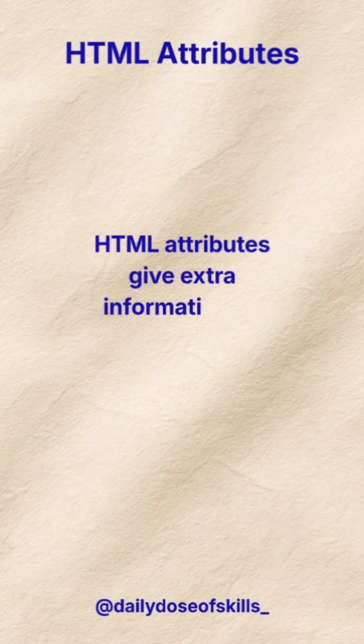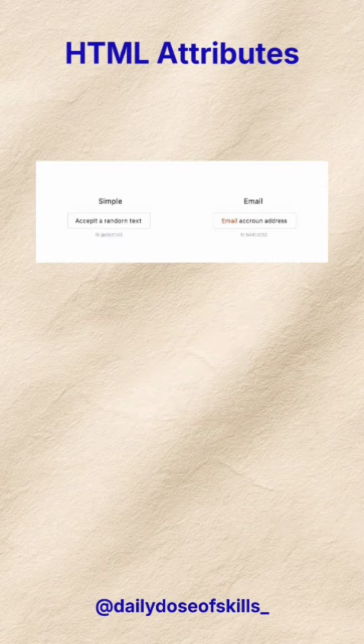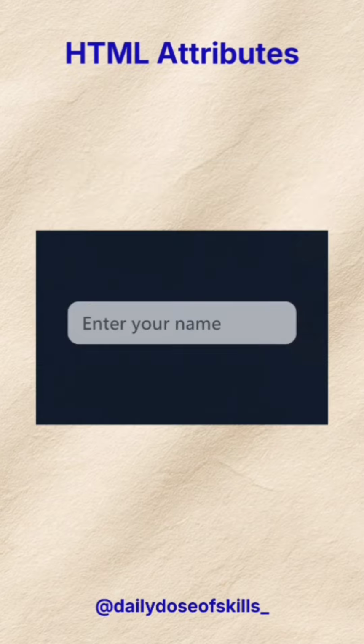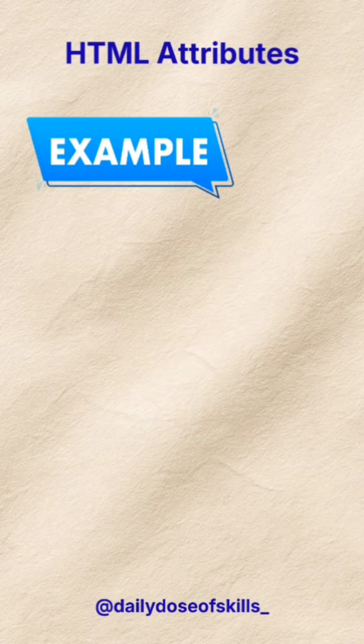HTML attributes give extra information to HTML elements and control their behavior. Extra information means how an element should behave, what the user should type or click, and how the browser should handle it. For example, let's take an input element.